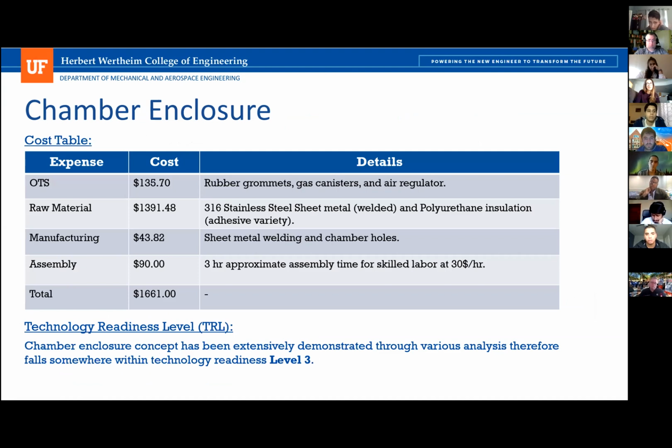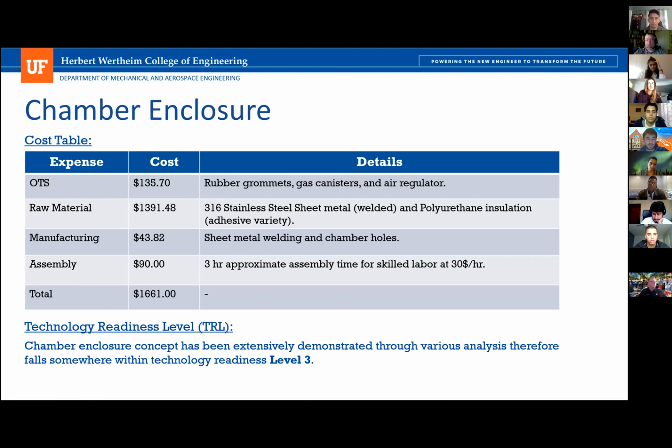So OTS includes rubber grommets, the gas canisters, and the air regulators. Raw material would be the 316 stainless steel sheet metal, which will be welded, and the polyurethane insulation of the adhesive variety. So we're able to have a good seal and stick within the chamber body. And then manufacturing and assembly, with a total of around $1,600.